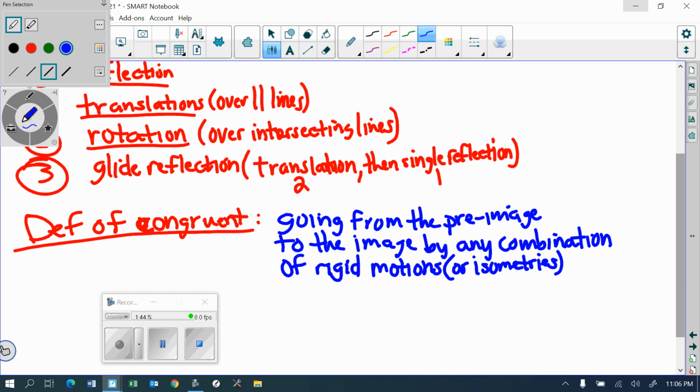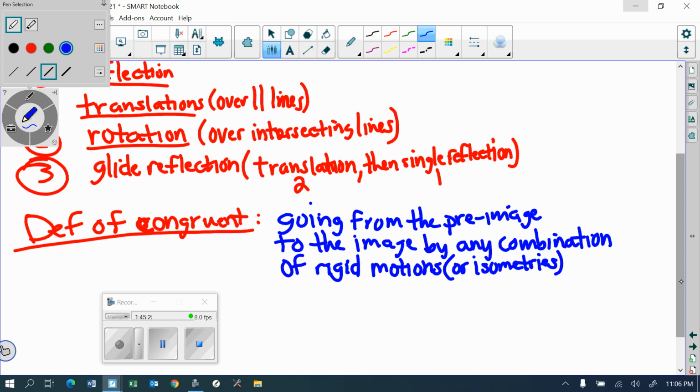Guaranteed you will have that definition on the DCAS. They will ask you to explain in a box. They'll say, why do you know that these two pre-images and images, these two triangles, these two quadrilaterals are congruent? Your answer is because I can go from the pre-image to the image by a combination of rigid motions. There's your definition. That's how you explain that they are congruent from pre-image to image.